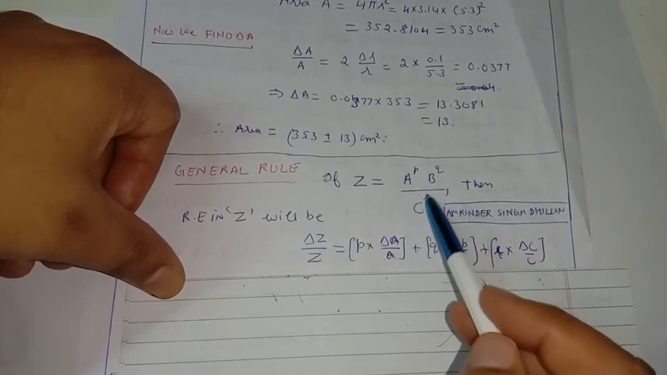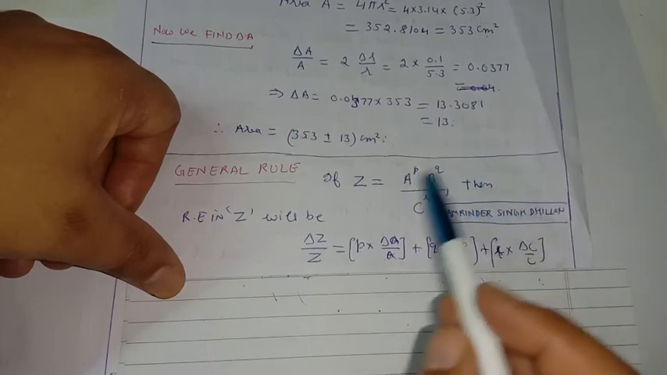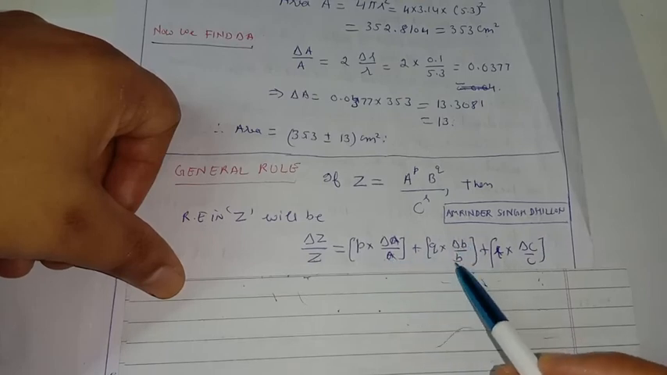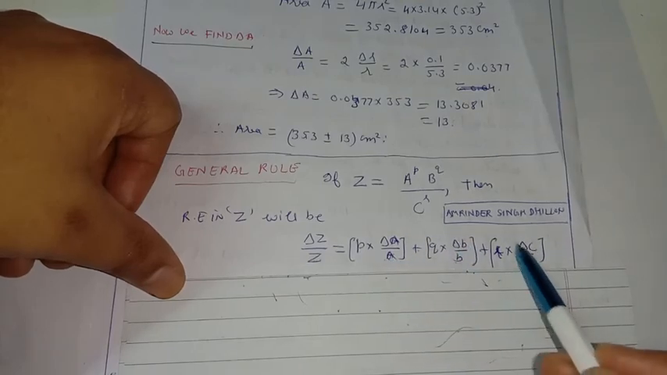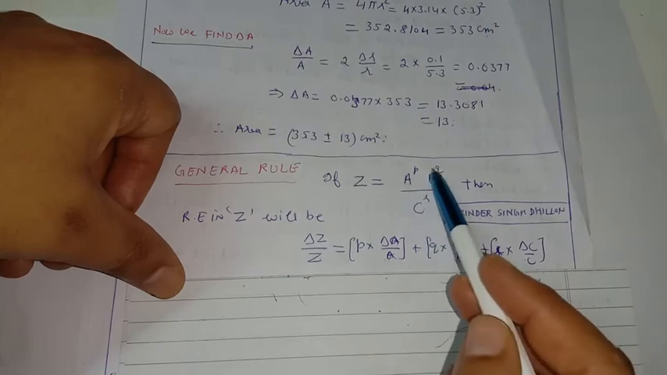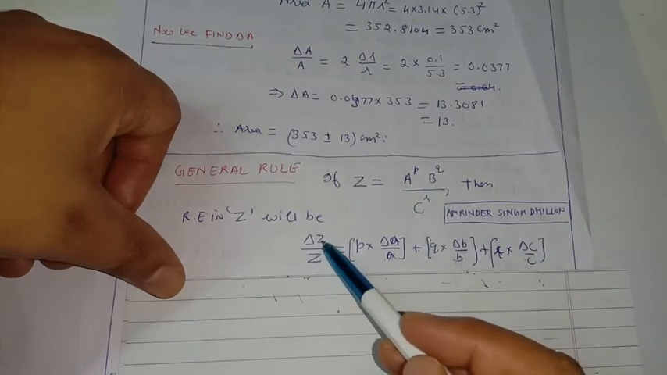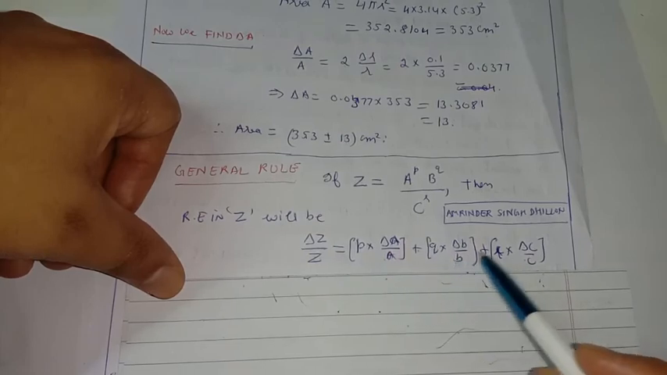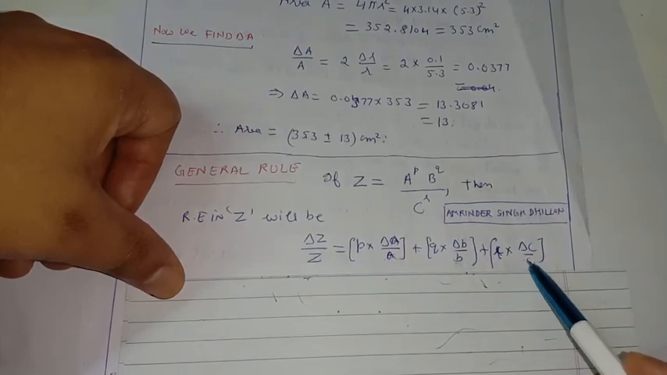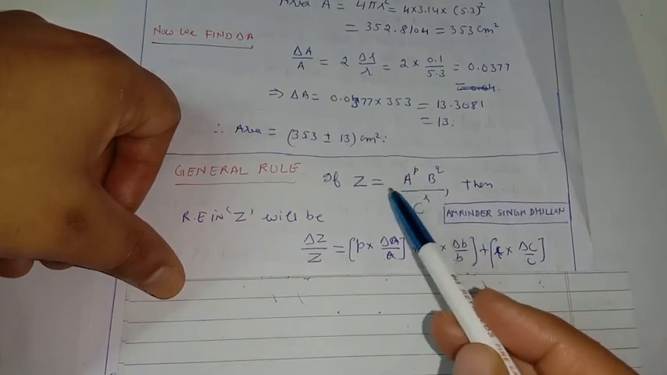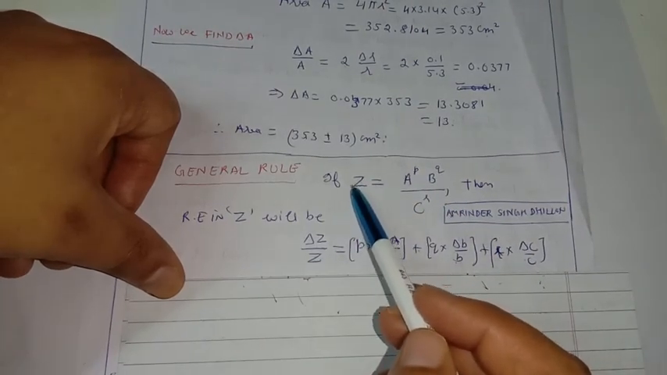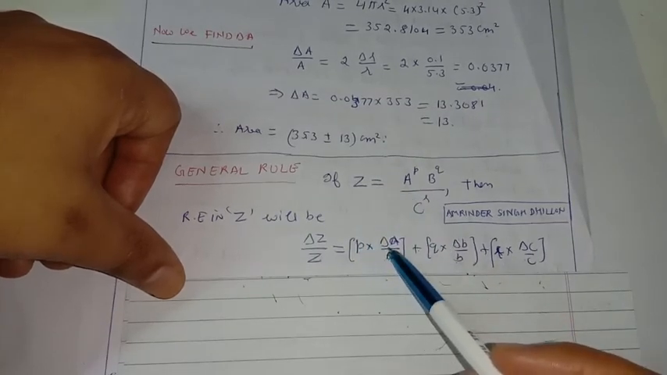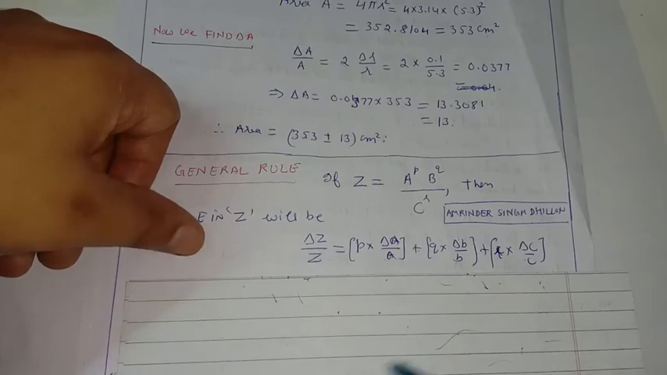If P, Q and R are all equal to 1, then we would simply have delta Z over Z equal to delta A by A plus delta B by B plus delta C by C. But here they are raised to some powers P, Q and R respectively. So delta Z over Z is equal to P times delta A over A plus Q times delta B over B plus R times delta C over C. So whenever a quantity is raised to some power, we get a relative error in the final result which is equal to the power multiplied by the relative error in the given quantity.